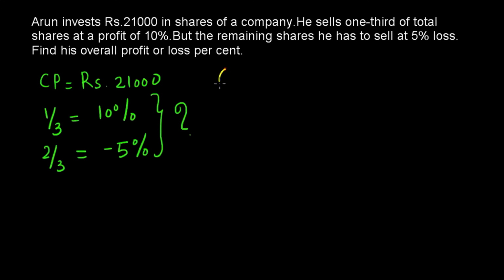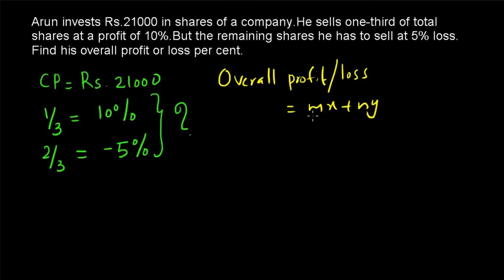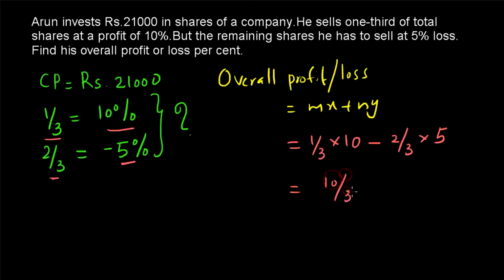So we are having the general formula. Overall profit or loss will be given as MX plus NY, where M is representing the first fraction, and X is representing the corresponding gain or loss percentage. Similarly, N is representing the second fraction and the corresponding loss or gain percentage. If it is a loss, you have to use a negative sign. Here, one third is sold at 10% profit, so 1/3 into 10, and 2/3 is sold at 5% loss, so minus 2/3 into 5. It will be 10/3 minus 10/3, so 0. His overall profit or loss is 0%. He is neither gaining nor losing.